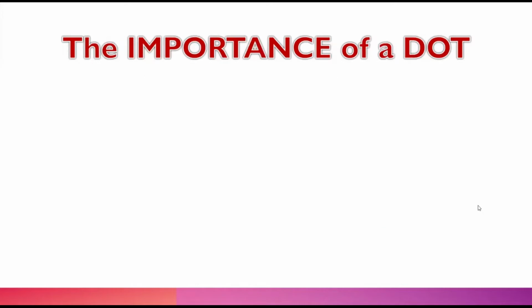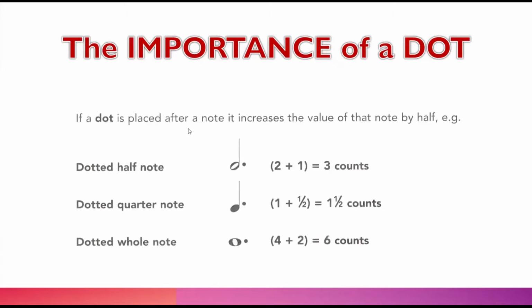So, another thing that we need to understand is the importance of a dot. A dot is placed after a note. Okay, and what it does, it increases the value of that note by 1/2. So half note was 2 beats plus a dot, which is half of the 2 equals 1.